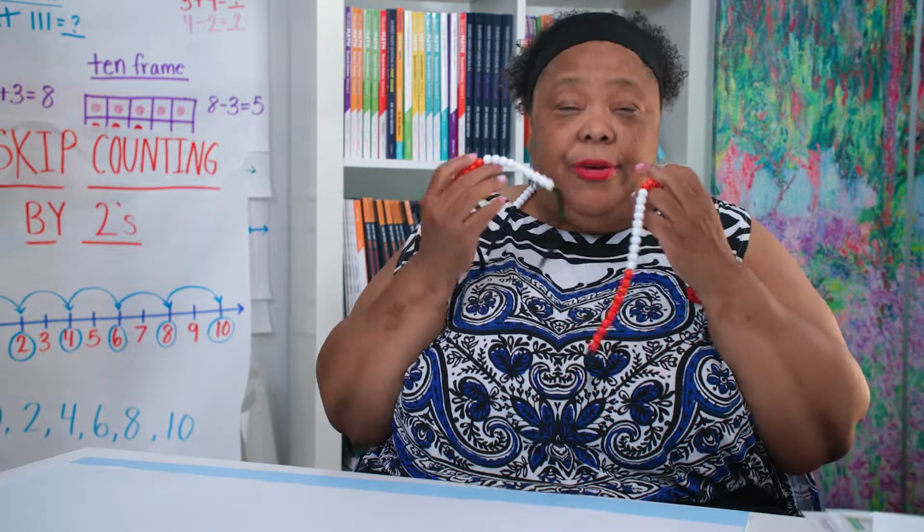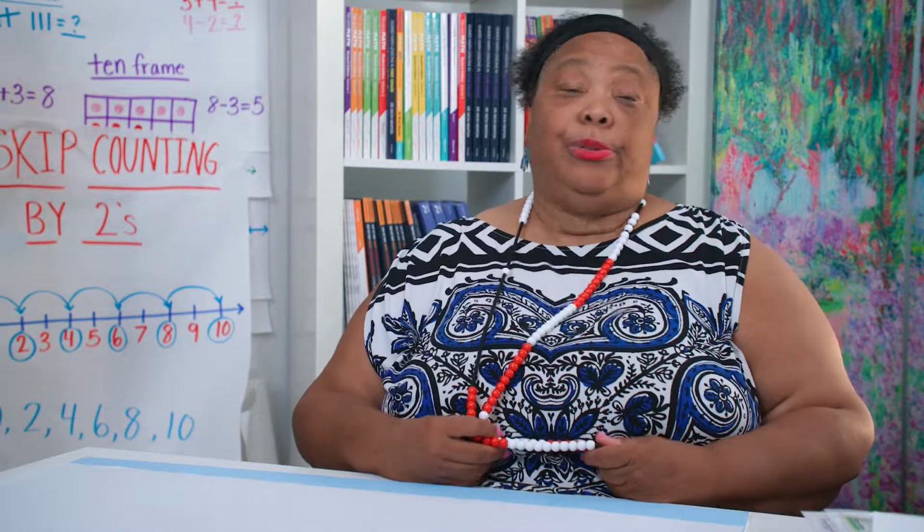If you're in 5th grade and you don't have a beaded number line, woe is you. You have to have this because you are in the land of decimals. You need to be prepared. This is your super laser, the beaded number line.